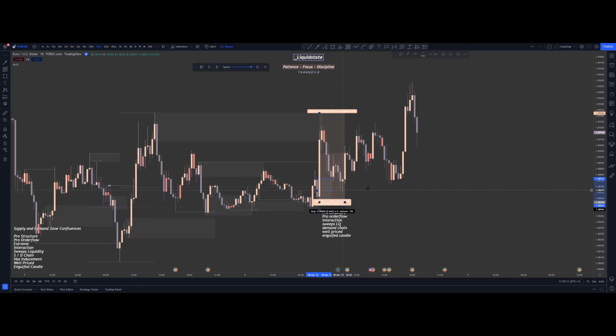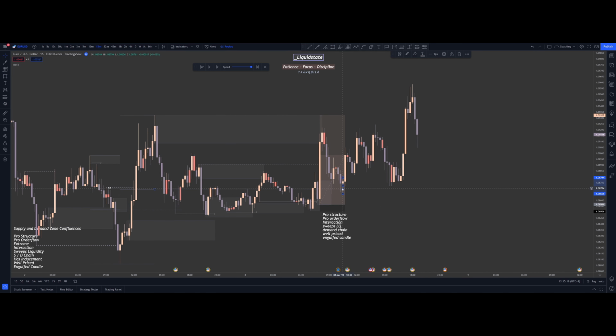This could be a potential re-entry, although it doesn't have inducement, so you might want to wait for inducement to be built, which gets built after we tap into it. So this is the demand chain that's getting continued here. This candle gets mitigated by this candle, and then this candle gets mitigated by this candle.